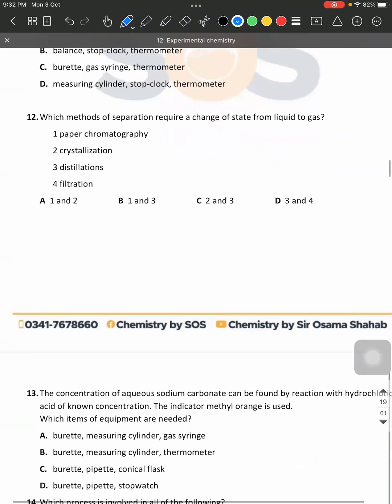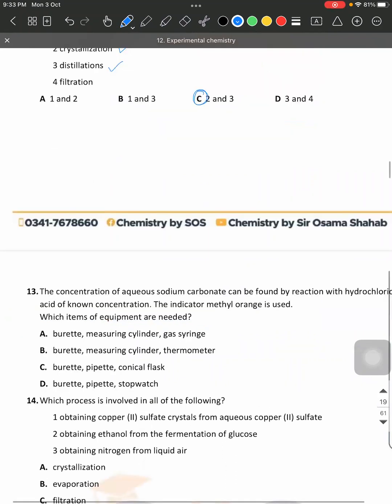Question number 12. Which methods of separation require a change of state from liquid to gas? Which of these have a liquid to gaseous change in state? Chromatography is going to convert the... no. Crystallization and distillation, yes. These two only are going to convert the liquids into vapors, and then you are going to have vapors or whatever solid you are going to have. So these two processes are actually converting liquid into gaseous state.